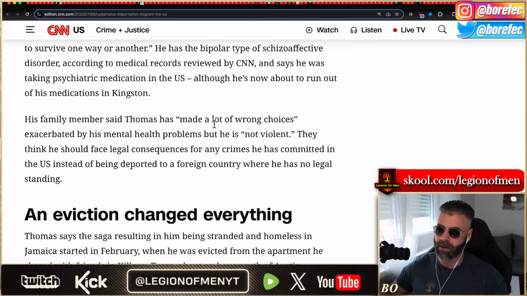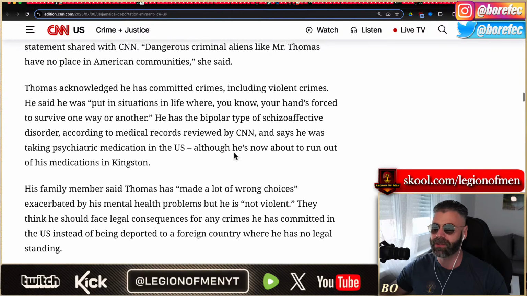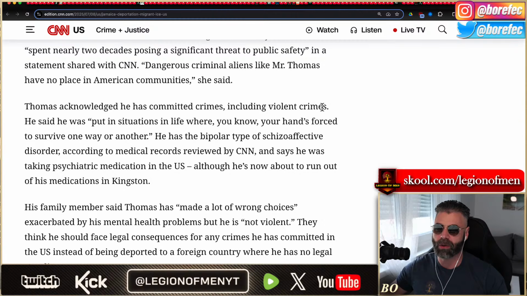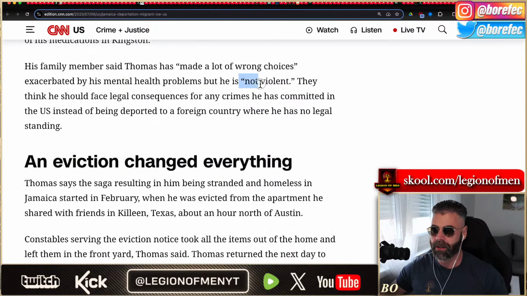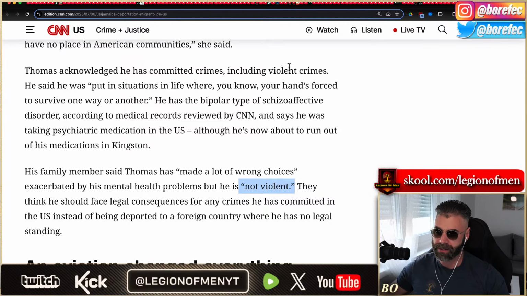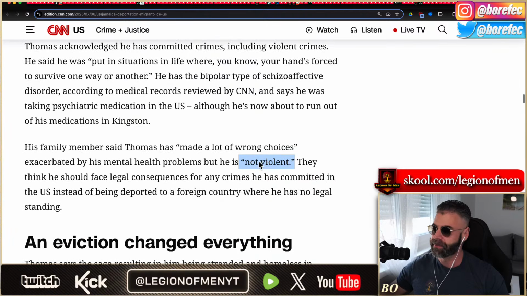Is that what they called it? Yes, wrong choices, like armed robbery or whatever he did. Violent criminal. Then exacerbated by his medical or mental health problems. But he's not violent, boys. He's just not violent after literally saying, including violent crimes. How do you write including violent crimes, not violent? Is this AI slop? Can somebody explain this to me? How does this happen? Okay.